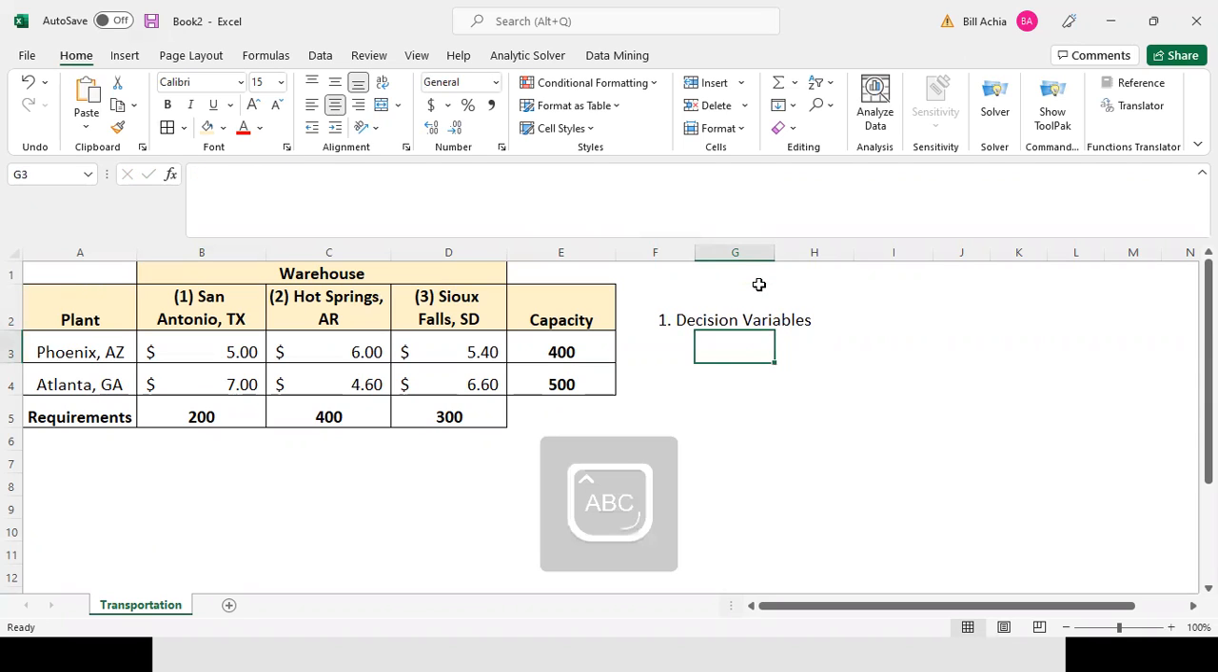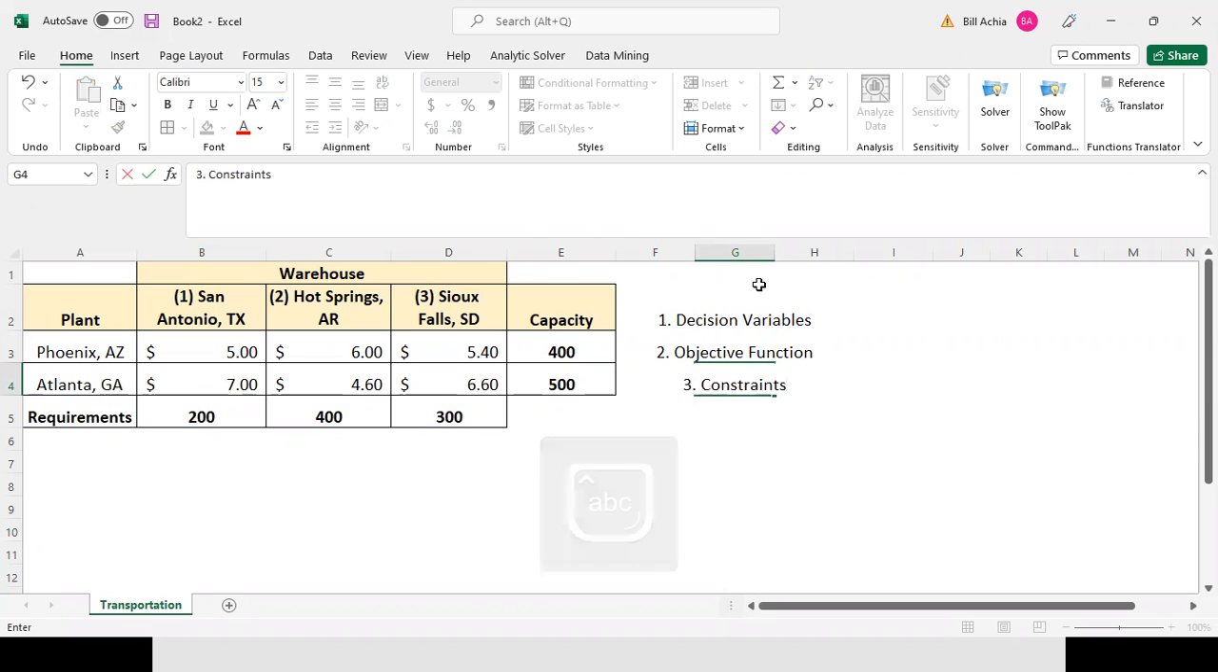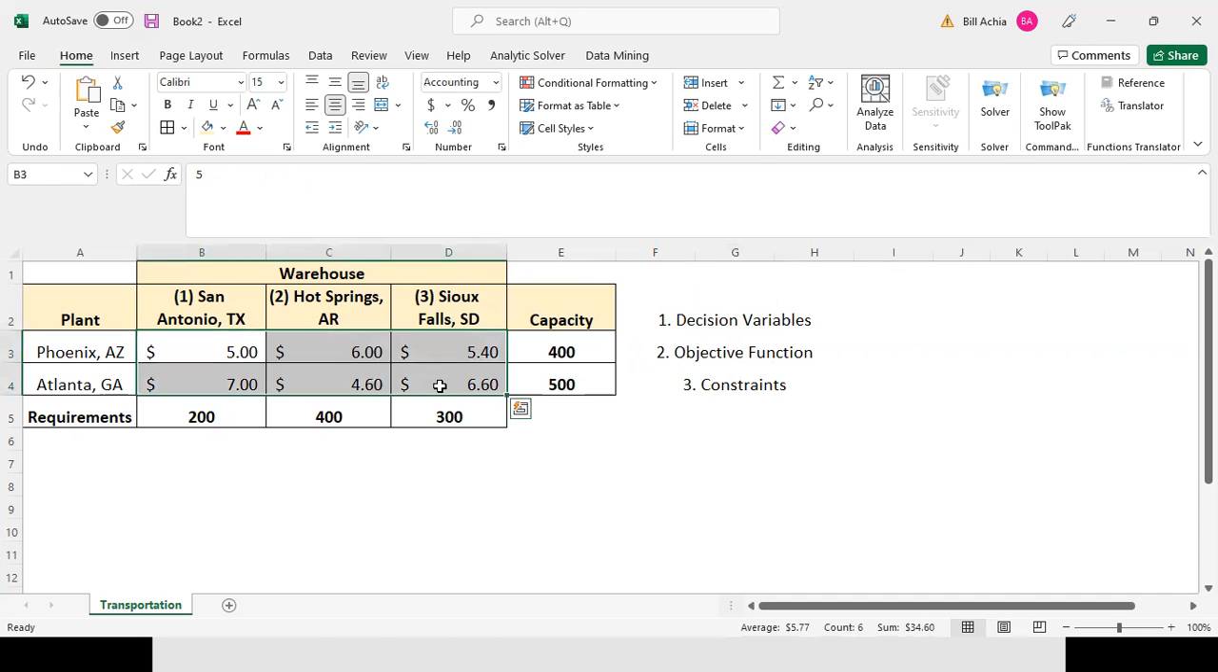Second thing I need to do is determine what's my objective or my objective function. And the last thing that I need to do is figure out, are there any constraints to this decision? Okay. Now your decision variables here, basically what is it that you need to figure out to be able to calculate cost?